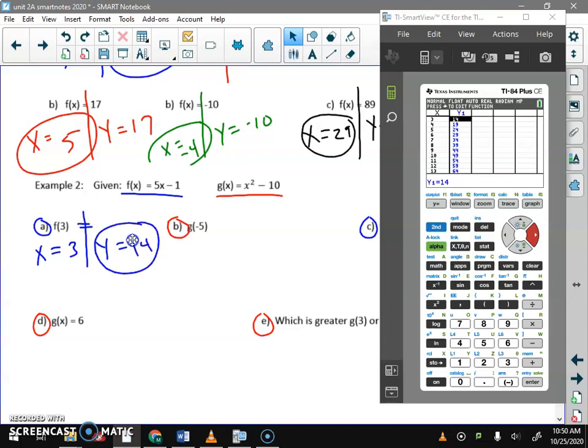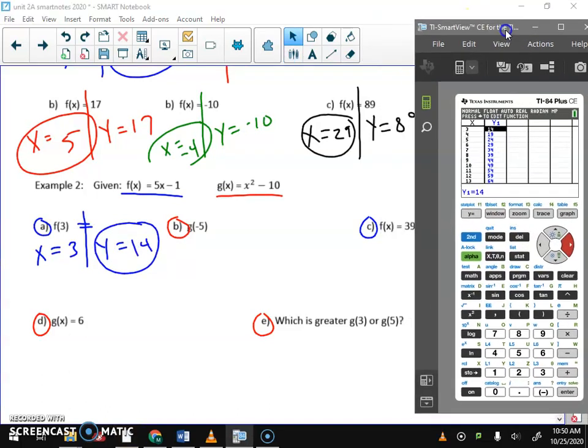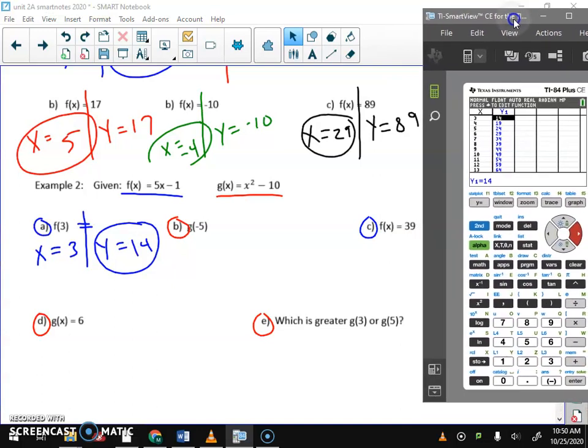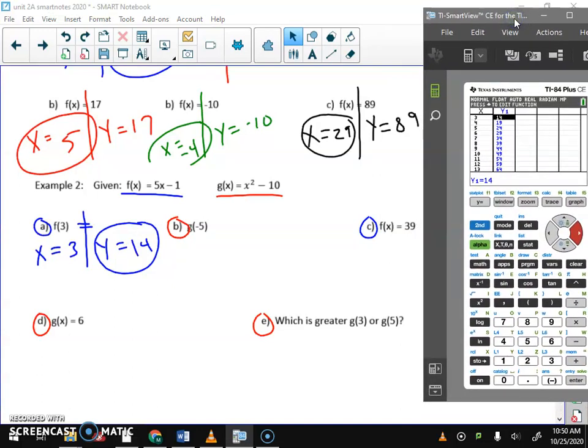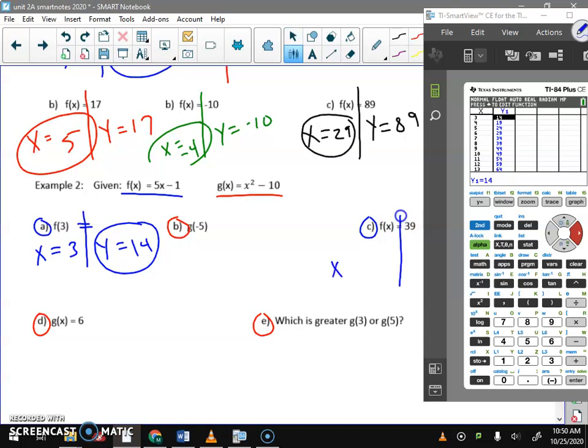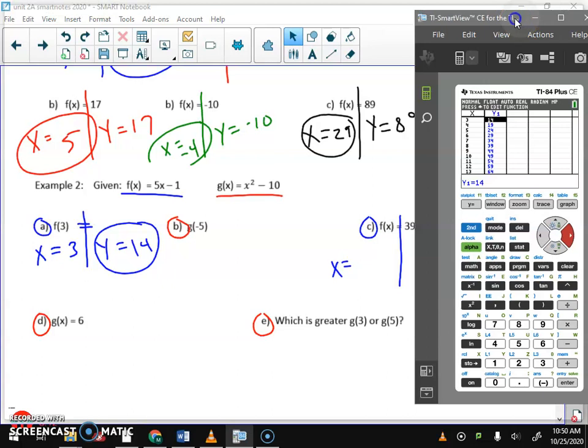I'm not going to do B. How come? Because B is the g function and we don't have that in our calculator yet, but I am going to do C. Great Wall, x equals, y equals, sorry, I got to move my calculator.